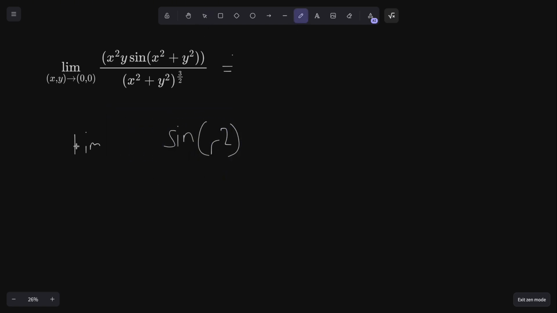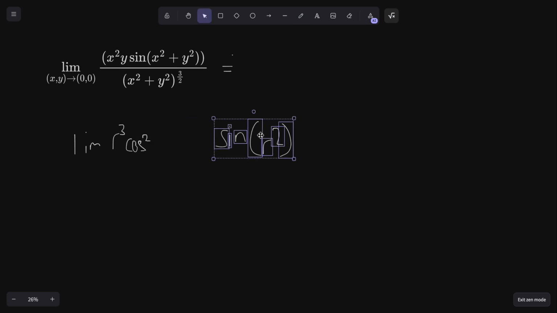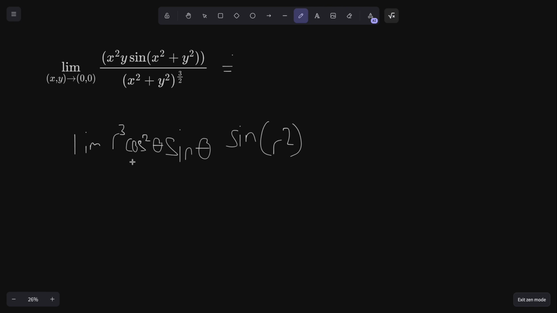That's just going to evaluate out to r to the third power cosine squared theta times sine theta. And then on the denominator, we also have another x squared plus y squared, so it's r squared to the 3 over 2 power. That's just r to the third power. Nice.